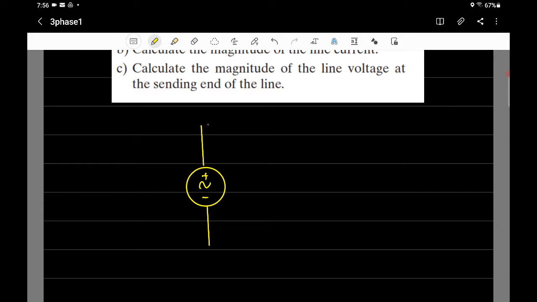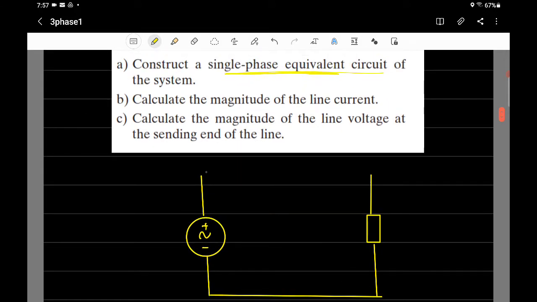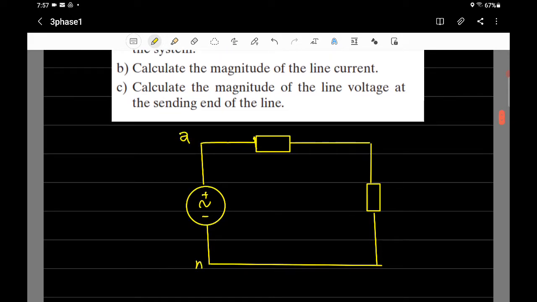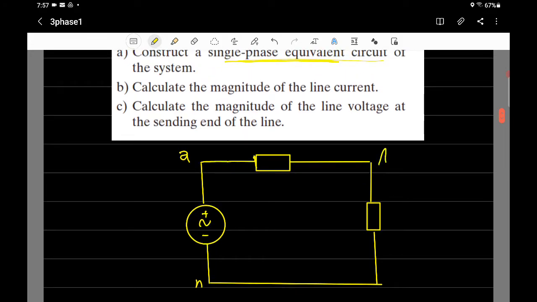And I have a load on the other side, which I will just represent by impedance. And I connect the neutral. Oh, yes, this is the neutral. And then I connect the phase, or the line, but I will connect through the transmission line. So the small letters stand for the source, a n, and the capital letters stand for the load, capital A, capital N. And I start to put the information.